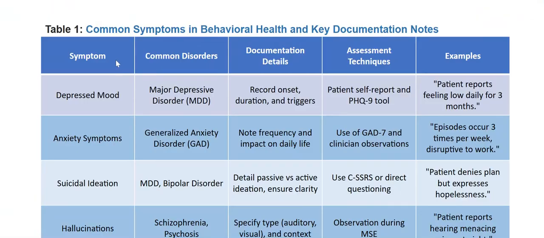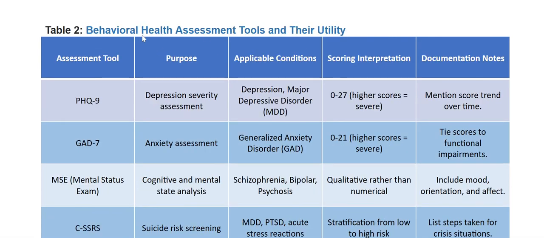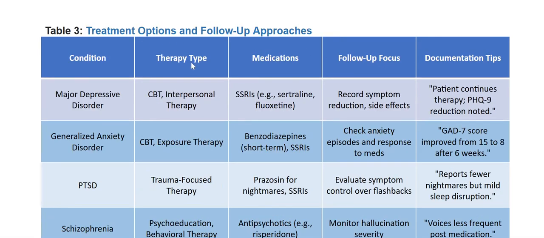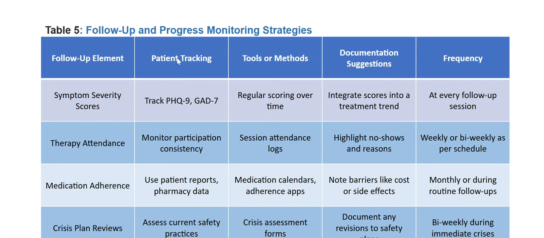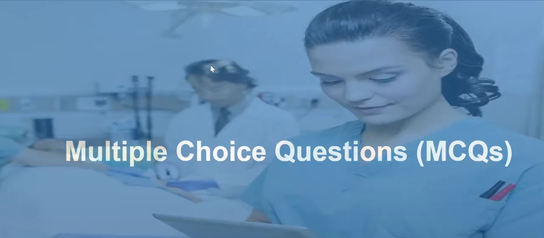Summary tables. Here we have a table on common symptoms in behavioral health and key documentation notes. Table on behavioral health assessment tools and their utility. Table on treatment options and follow-up approaches. Table on confidentiality and ethical documentation practices. Table on follow-up and progress monitoring strategies. And then we will revise what we have covered via this lecture through some MCQs or multiple choice questions.